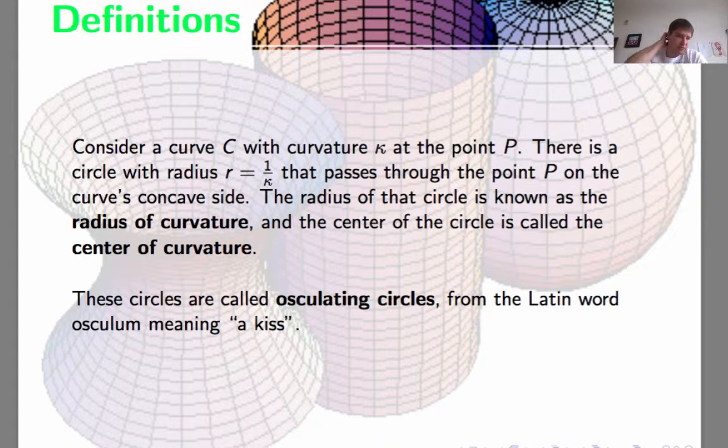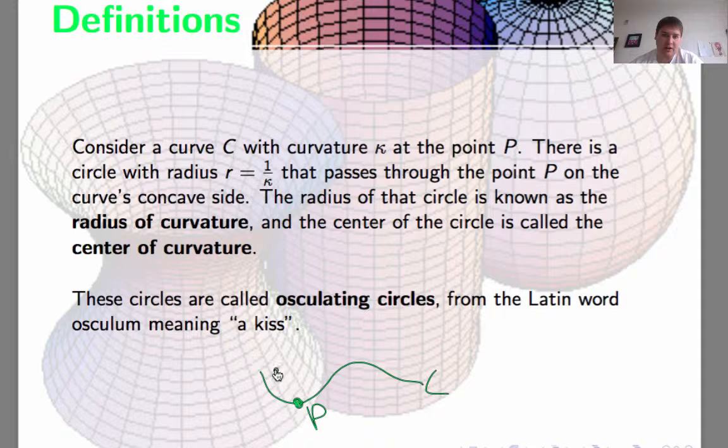Okay, so here's some definitions for you. So imagine that you have a curve with curvature kappa at the point P. Lots of letters floating around here. What this means is that there's going to be a circle with radius given by r equals 1 over kappa, 1 over the curvature, that passes through the point P on the curve's concave side. So can you all envision what's happening here? If we have some kind of a curve, let's say something like this. Here's a point. I'll put this right here at the bottom. This is the point P. The curve is the curve C.